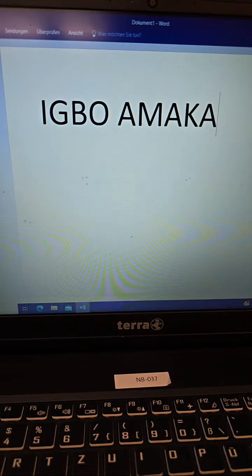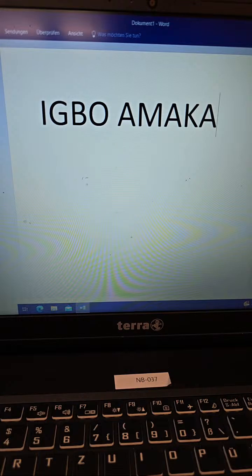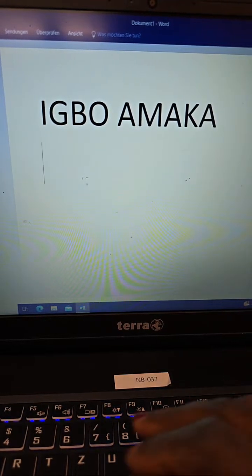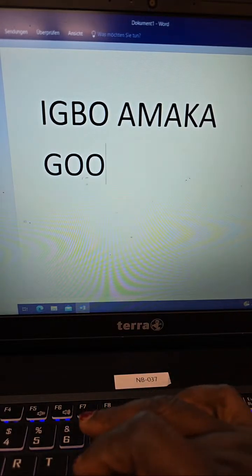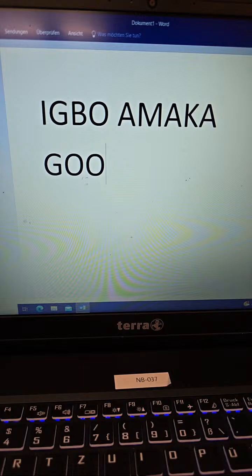So we are moving into the first thing. We're going to learn how to say good morning, welcome, and all the rest of them. I hope you are holding your book and your pen with you so that as we do it, you'll be jotting down the things, and after you go through them, you'll be able to learn it faster. So how do we say good morning in Igbo language?